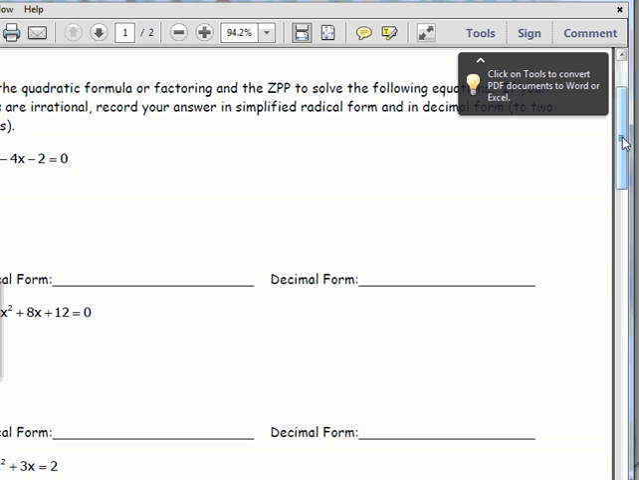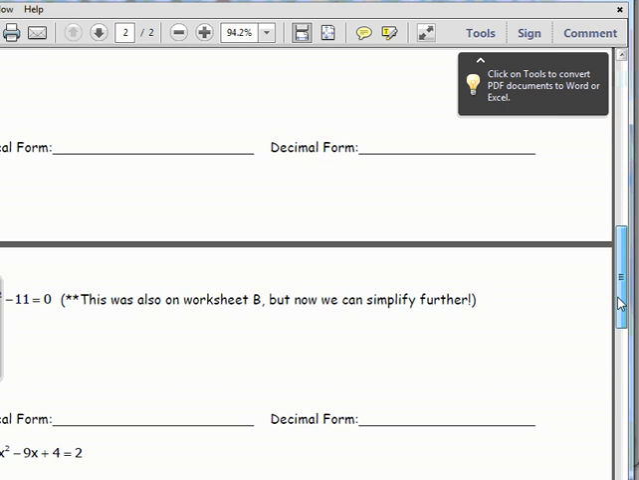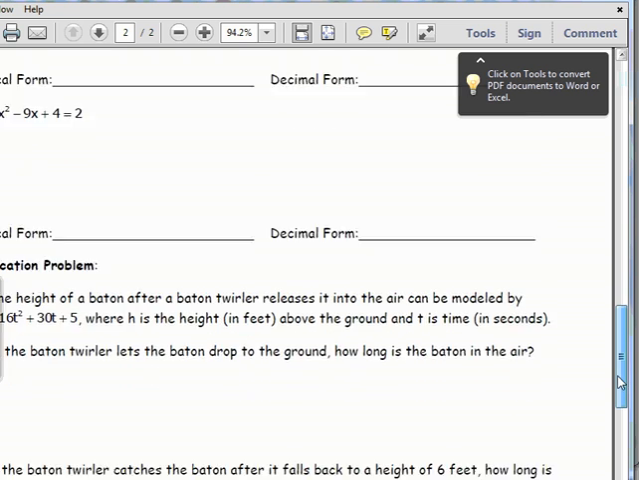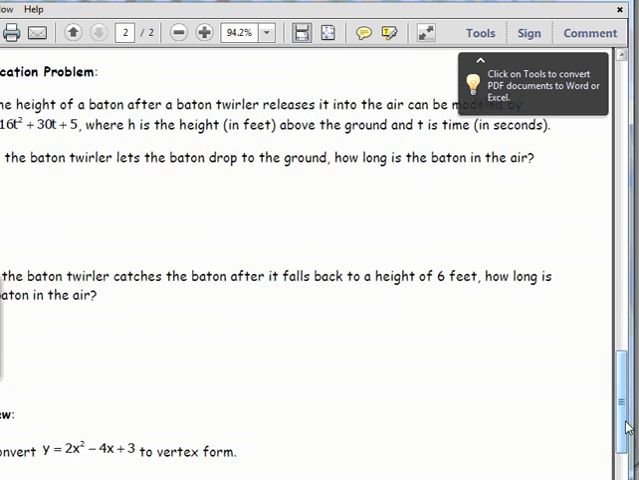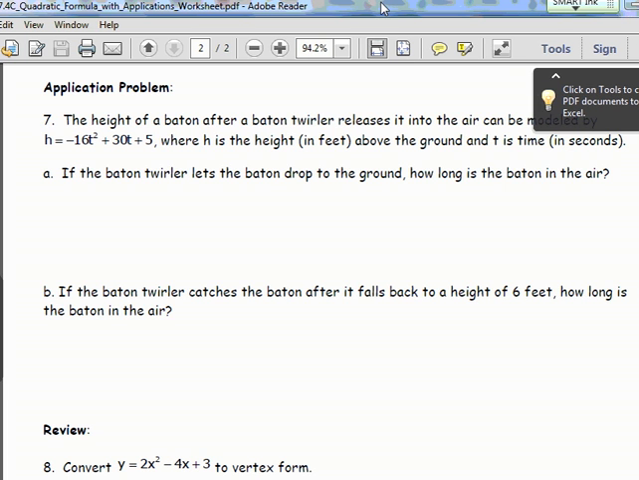Then let's get to the word problem. That's the one that gets challenging, because you'll be able to handle all these other ones. Just the quadratic formula. That's easy. So let's do number 7 together. The height of a baton after a baton twirler releases it into the air can be modeled by that. Well, I guess you better put that in your calculator.